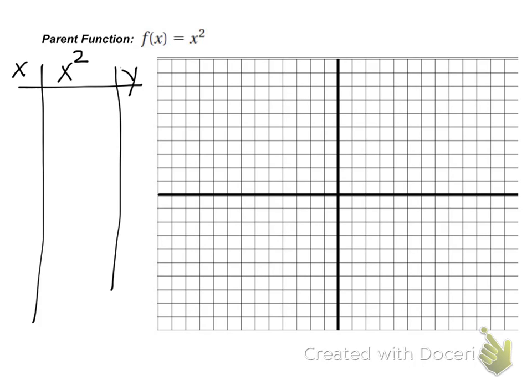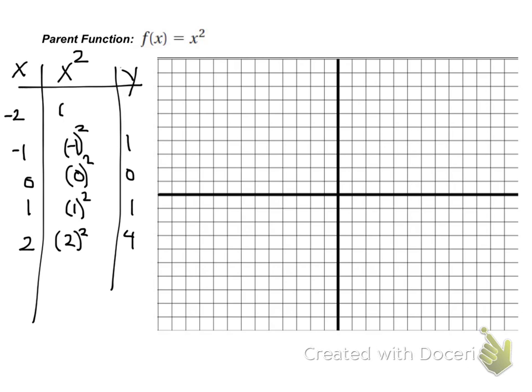Now, I plug in 0. And when I plug in 0 and I square it, I get 0. Okay? When I plug in 1 and I square it, I get 1. When I plug in 2 and I square it, I get 4. If I go the other way, -1, when I square -1, I get 1. When I square -2, I get 4. And you'll notice, okay, that these values right here all repeat.